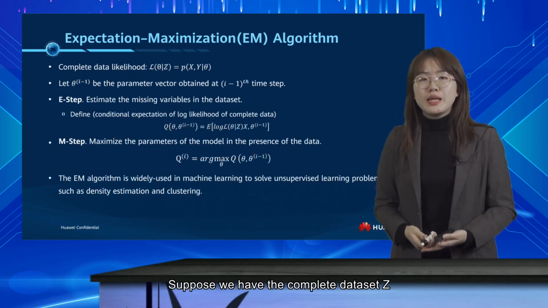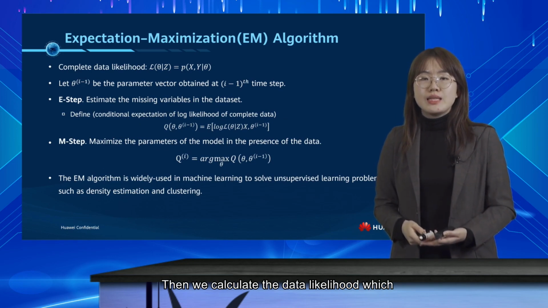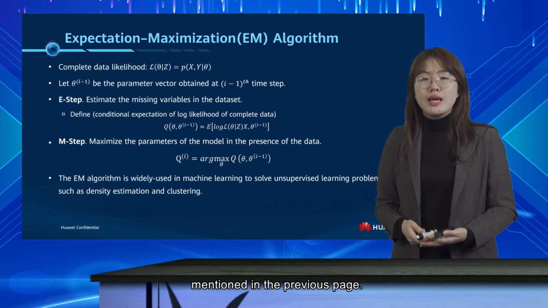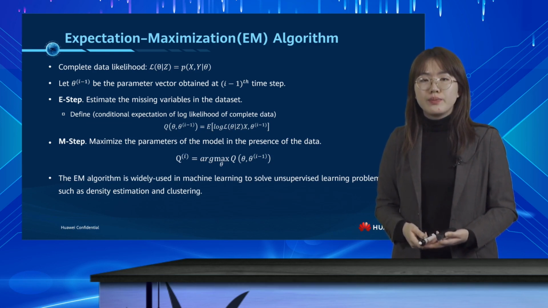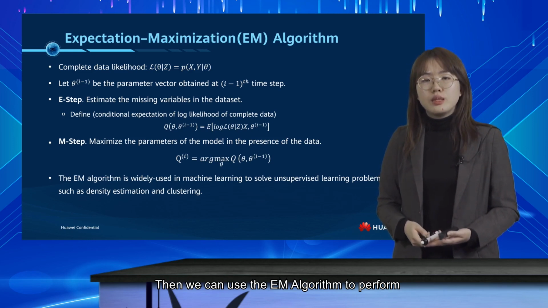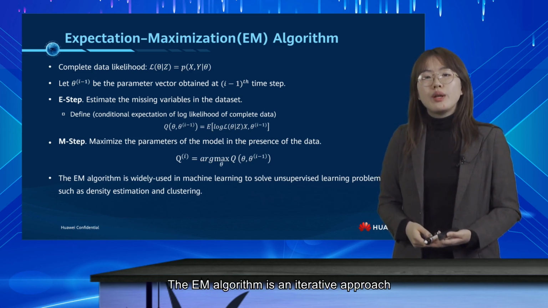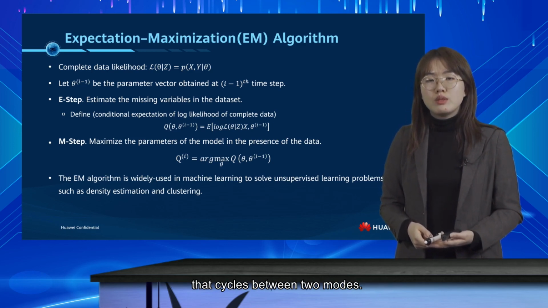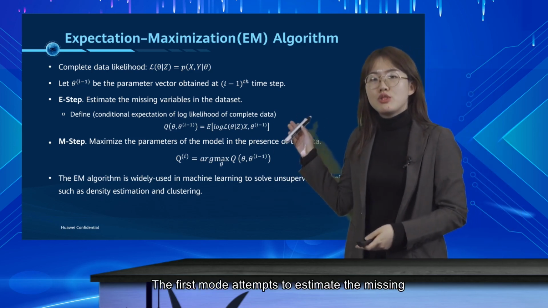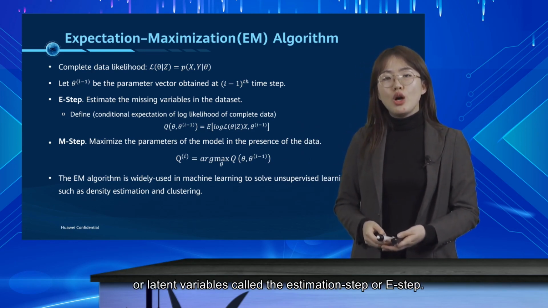Suppose we have the complete dataset Z and observe the data X and latent Y. Then we calculate the data likelihood mentioned on the previous page. Then we can use the EM algorithm to perform the maximum likelihood estimation. The EM algorithm is an iterative approach that cycles between two modes. The first mode attempts to estimate the missing or latent variables, called the estimation step or E-step.